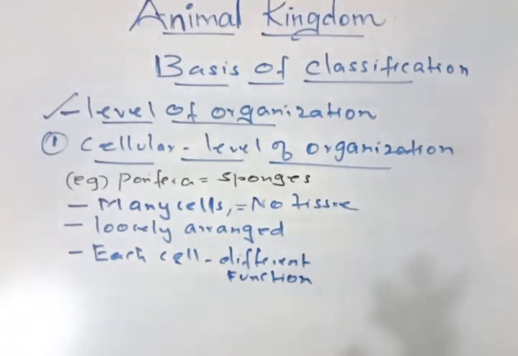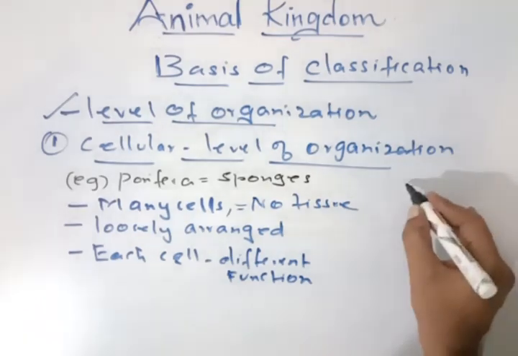So the cellular level of organization is seen in Porifera. They have many cells in the body. The cells are loosely arranged and not forming tissue. So each cell in the body will perform different functions. Is that clear? Right.